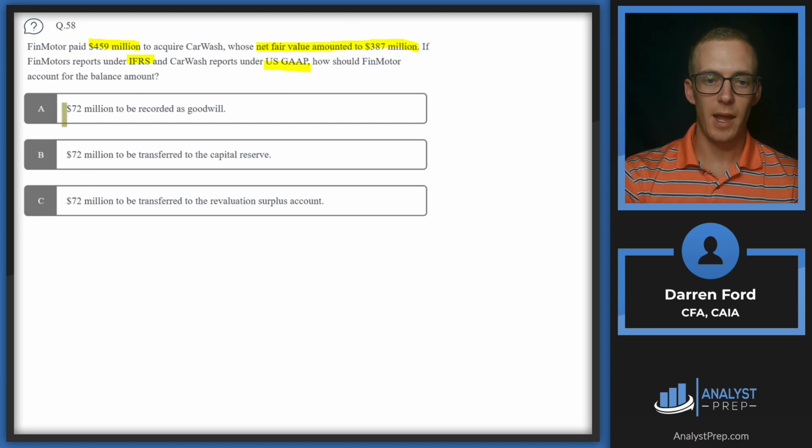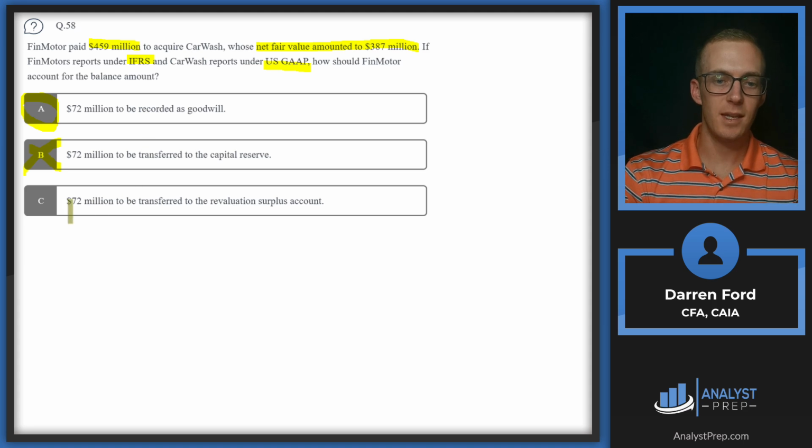So let's look at our answers here. A, $72 million recorded to goodwill. That sounds like it will be our answer. Let's take a look at B and C though. B, $72 million to be transferred to the capital reserve. There'd be nothing to transfer to a reserve here, since we're overpaying. If anything, there'd be a deficit to be accounted for. And then C, $72 million to be transferred to the revaluation surplus account. This isn't related to acquisitions. The revaluation surplus account is used under IFRS to record increases in the fair value of fixed assets over their carrying amount. So we'll stick with A, $72 million going to goodwill.